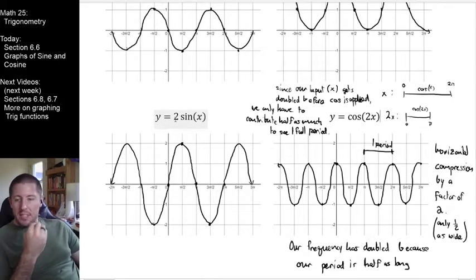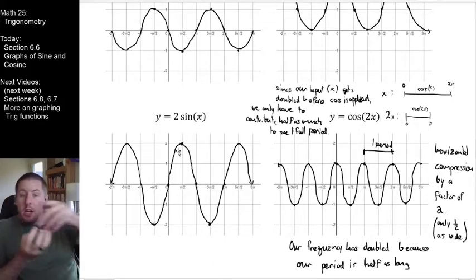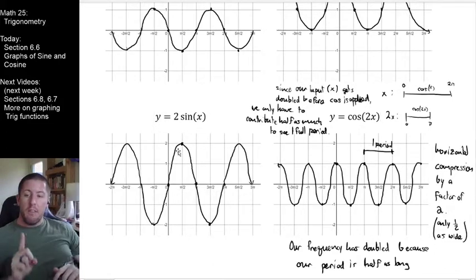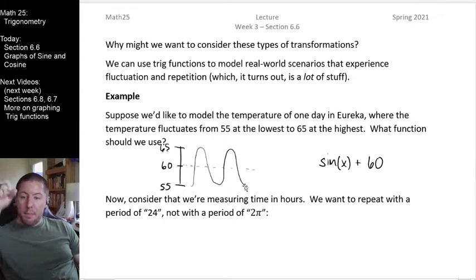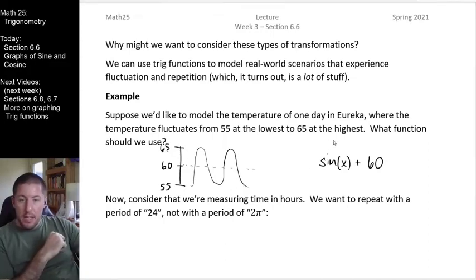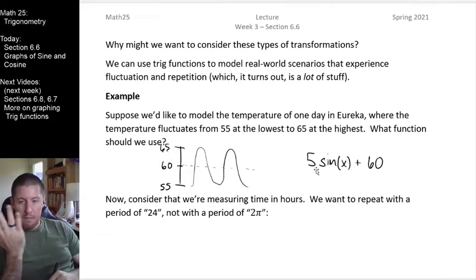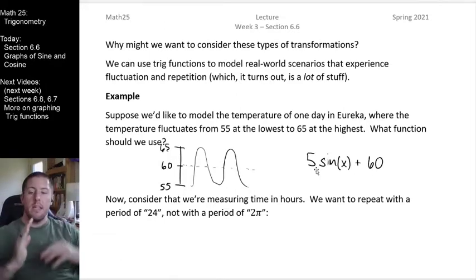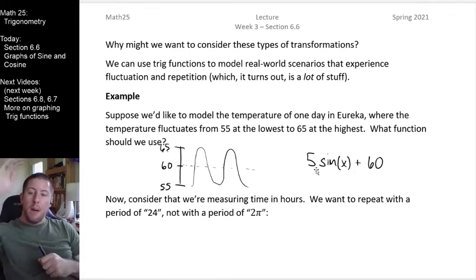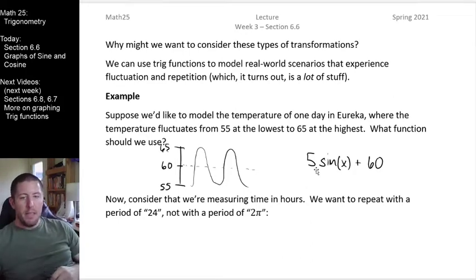But here we saw this constant multiple of 2 on the outside stretched this by 2. So instead of only going up 1 and down 1, we went up 2 and down 2. In our case right here, we want to go up 5 and down 5. And so I think I can just go ahead and slap on a 5 in front of this sine x to say we want to shift the whole thing up by 60, and then we want to go up 5 and down 5 from our midline right there.